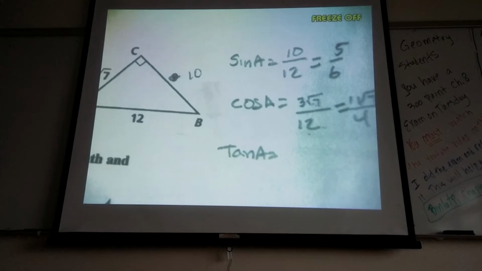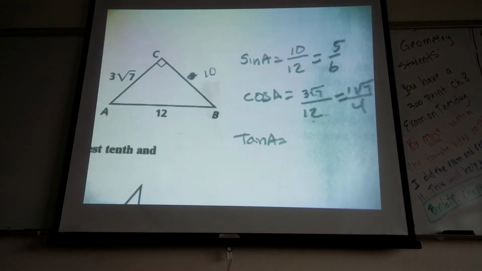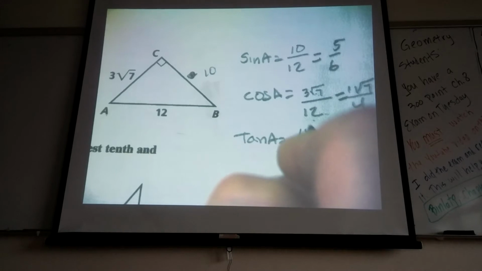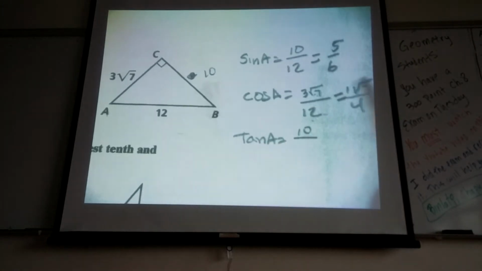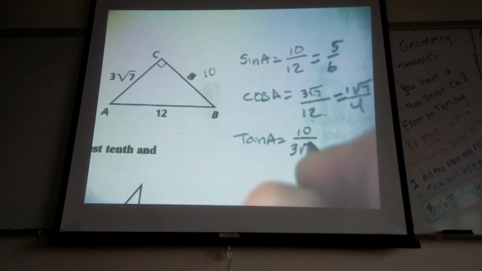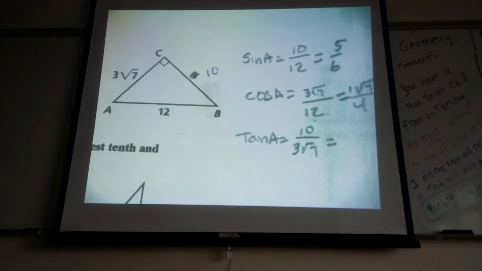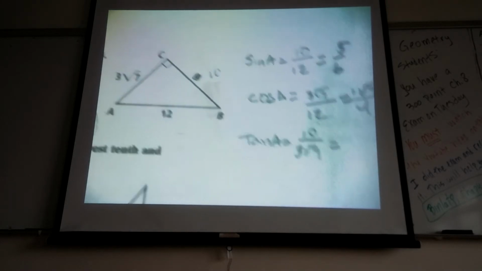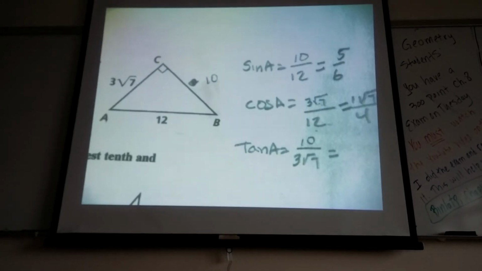Of A would be opposite, which is 10, over adjacent, which is 3 radical 7. And I just realized that I did make a mistake here. We'll go back to number 8. I did make a mistake.